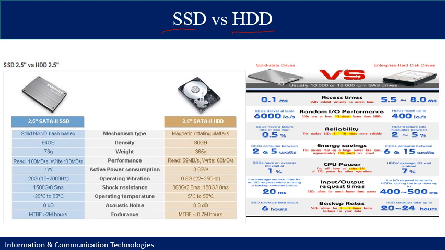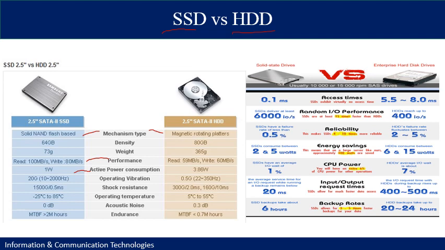So the solid state disk and hard disk drives are usually manufactured in the same size for current computers. As you can see, there are different mechanisms in the solid state disk. We use NAND flash based gates, and in the hard disk drive we have magnetic rotating platters. There is a different size for each of the drives and there are different weights. So as you can see, SSD is a very light device compared to the hard disk drive. The performance is higher in the SSD and the power consumption is less than the HDD.